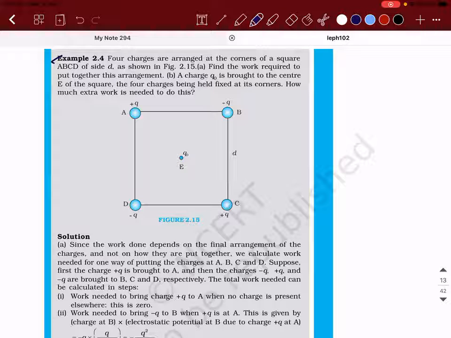Calculate the electrostatic potential energy, you will get the answer. Do it. Don't read the solution. I'm repeating it again. If you read, you're not going to understand.